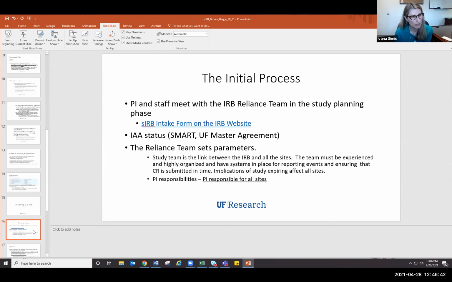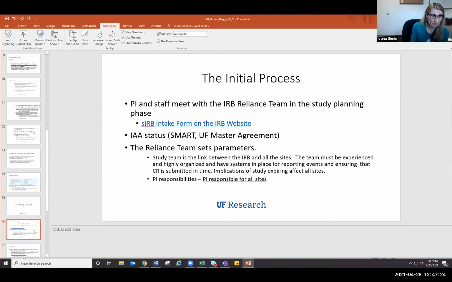We have our intake form on our IRB website for all those who are familiar, great. If not, if you go to our main website, there is a UF single IRB tab where you can fill out the request to meet with the reliance team. The reliance team meets on Tuesdays, 8:30 to 11. And when we have somebody proposing a single IRB study where we are the IRB of record, we first discuss the IAA status with the participating institutions, because the IAA used to be the limiting step because it used to take so long to negotiate agreements. With a SMART IAA, that step has been made very short and efficient.